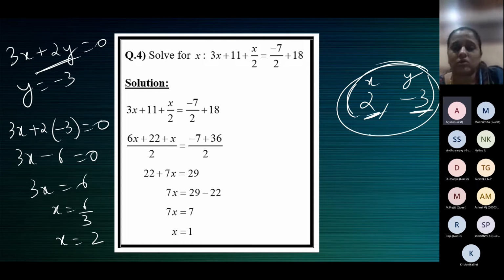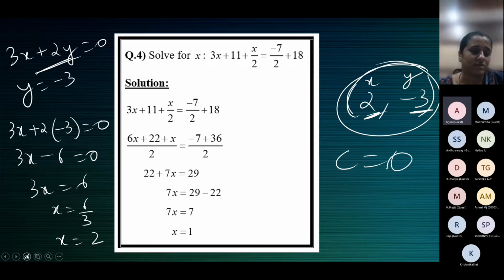Now coming to what we're trying to understand: when the value of c is 0, the graph of the equation will pass through the origin. Remember that.